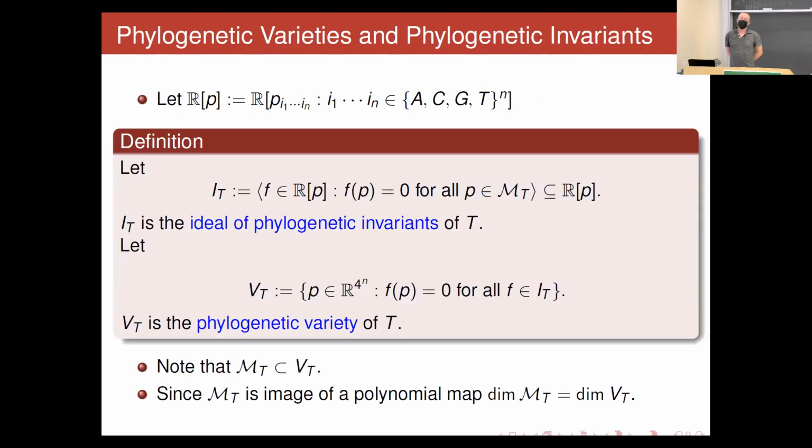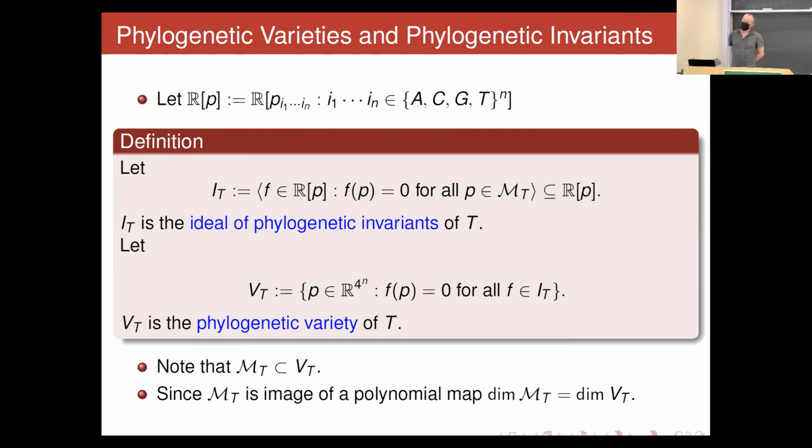Okay, and so we'll use algebraic geometric tools to make this study. We're going to have the polynomial ring in those 4 to the n different elementary probabilities, those 4 to the n different indeterminates, P sub I1 up to In for each n-tuple of ACGT characters. And then I have the image of this map, sitting in 4 to the n dimensional space. So I can compute the vanishing ideal of that image. And that ideal is known as the ideal of phylogenetic invariants of the tree.